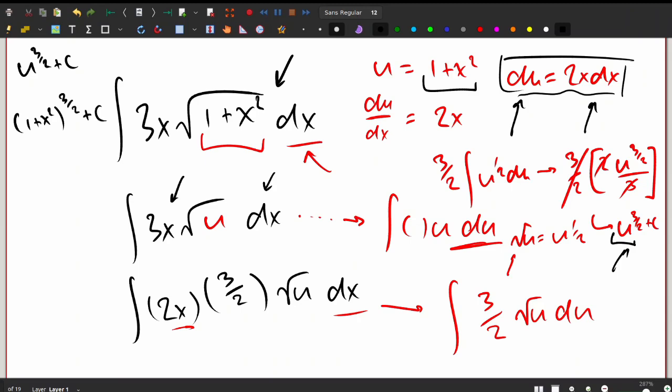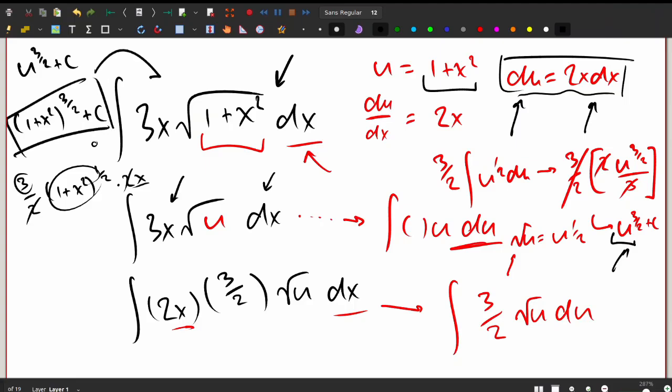And we can check our answer. If I take the derivative of this, firstly, the c goes away, it becomes 0. Secondly, this becomes 3 over 2, 1 plus x squared to the 1/2, which is a square root, times 2x. The 2 and 2 cancel out, and what we're left with is 3x square root of 1 plus x squared. And so we verified that this is the correct integral of this, doing it via a u substitution.